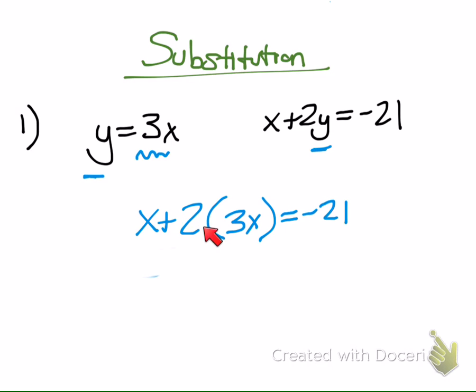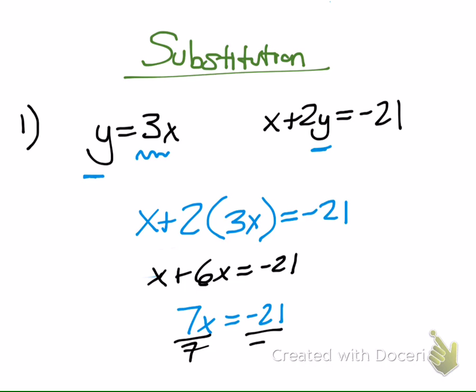I have addition and I have multiplication, so I'm going to do the multiplication first. 2 times 3x is 6x. I always combine any like terms I have that are on the same side of the equal sign. 1x plus 6x will be 7x. And then what do I have to do to get x by itself here? Divide by 7, right? Undo that multiplication. So 21 divided by 7 is 3. Negative divided by positive is negative. So x is negative 3. I substituted, I simplified, and I found out what x is.